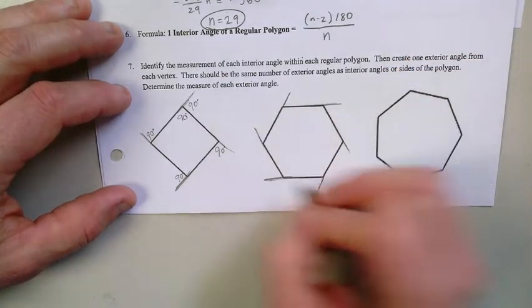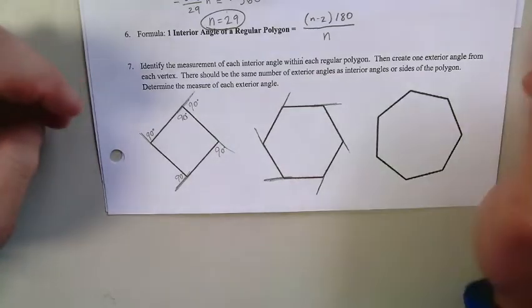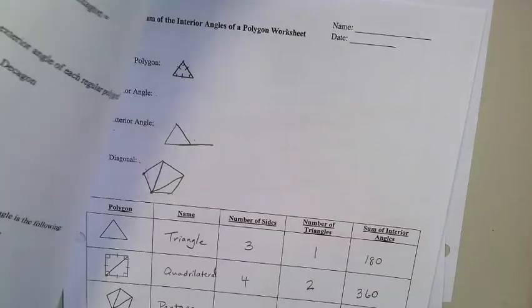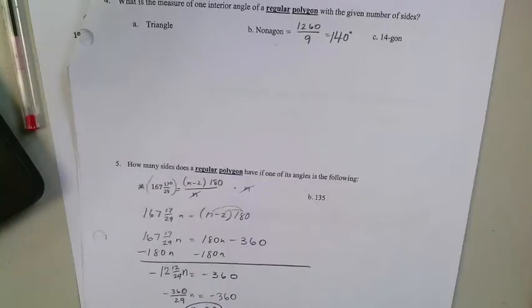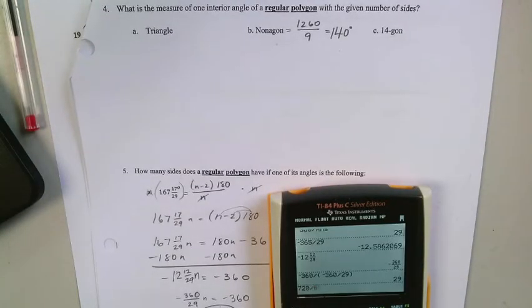Just like this. Okay, looks kind of like a ninja star. And so if I want to figure out one interior angle, a hexagon has 720 degrees. We're going to divide that by 6. 720 divided by 6 gives me 120 degrees.